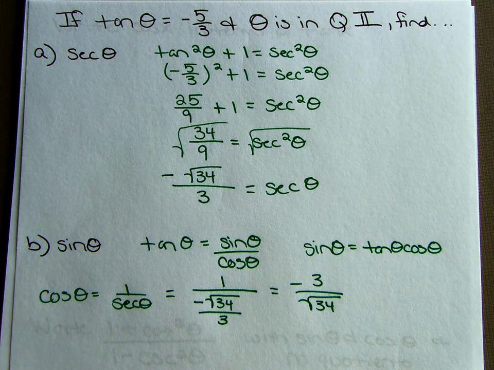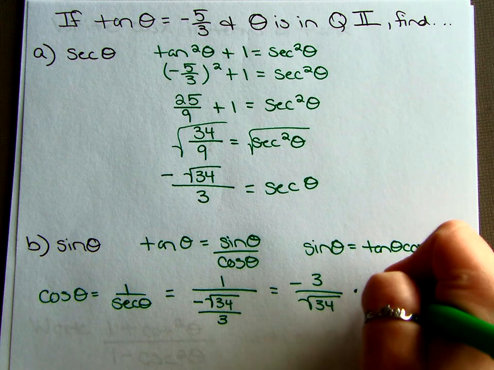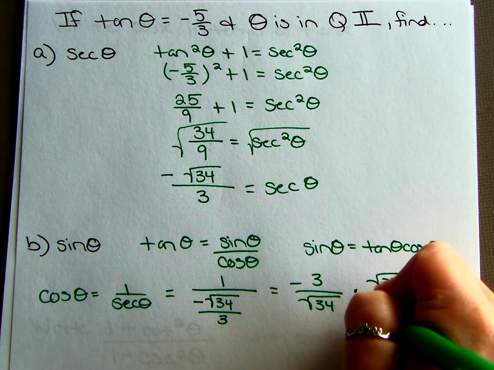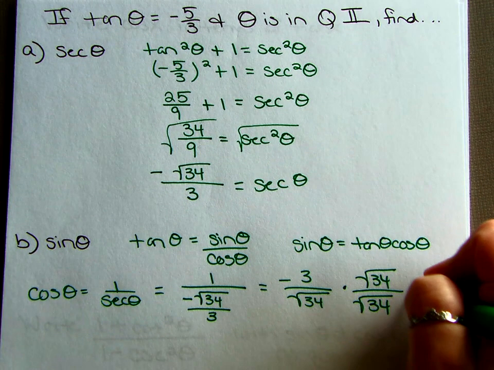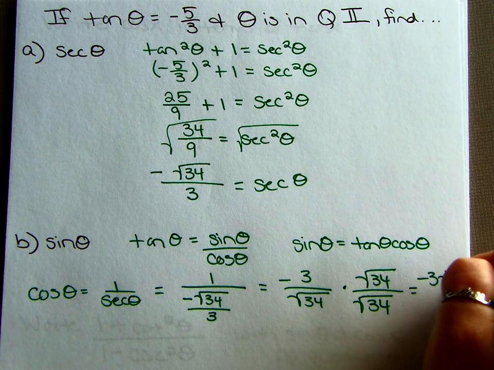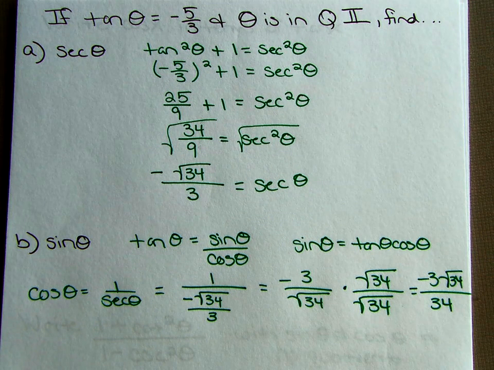But what's the rule about having a radical in the denominator? You have to multiply the bottom by the top. That's right. We can't have a radical in the denominator. We have to rationalize our denominator, which means we multiply the top and the bottom by the square root of 34. We can't just leave it. When we do that, on the bottom, it gets rid of the radical, which is the whole point. It's okay to have the radical on top. We just don't want that radical on the bottom. So negative 3 square roots of 34 all over 34 is actually what cosine theta equals.